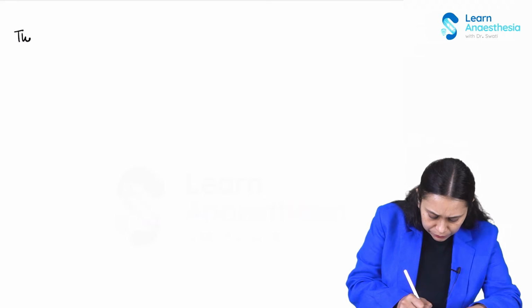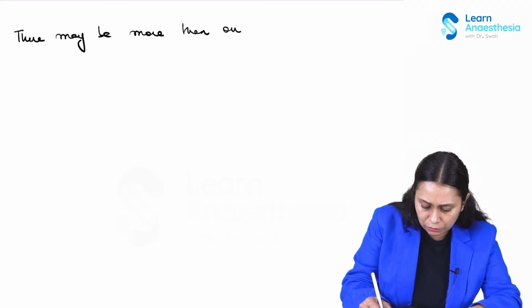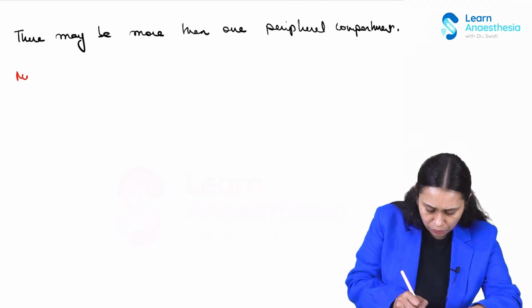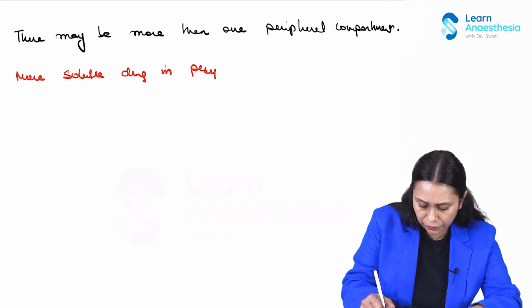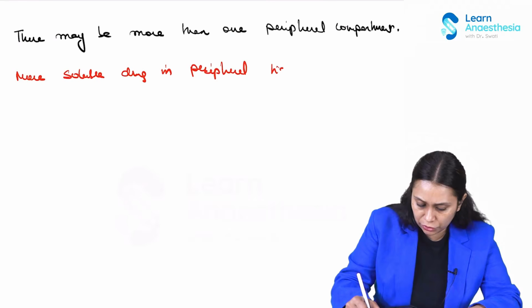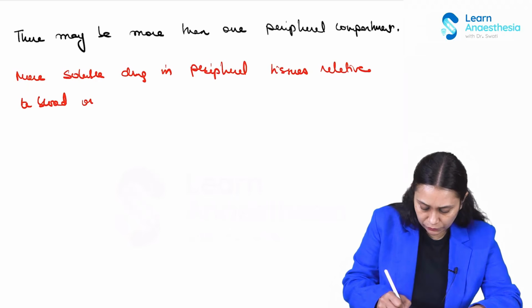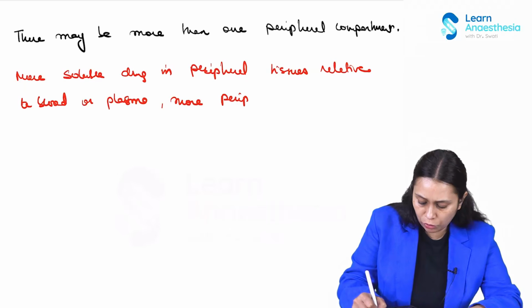First, there may be more than one peripheral compartment, right? So there may be more than one peripheral compartment. Second, the more soluble the drug is in the peripheral compartment, the more it will move to the peripheral compartment. The more soluble the drug in peripheral tissues compared to blood or plasma, the greater the peripheral volume of distribution.